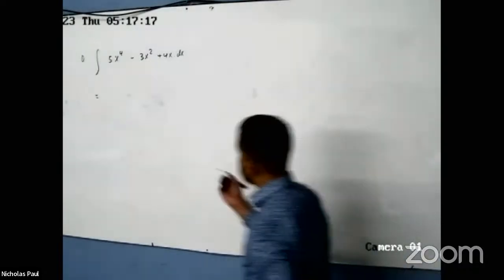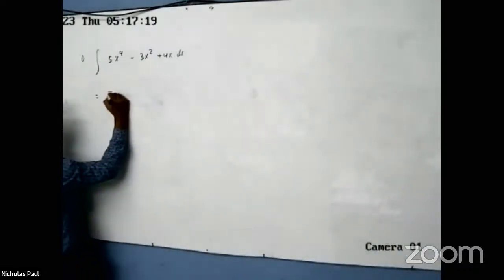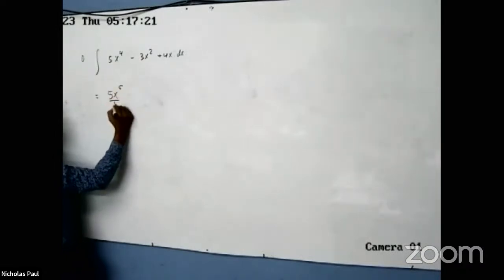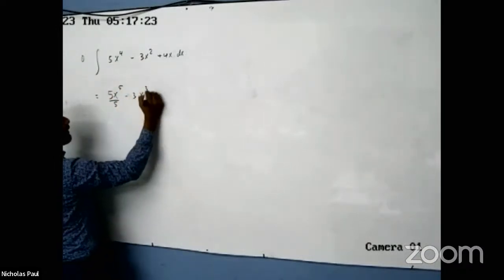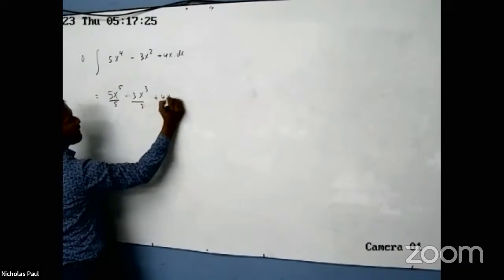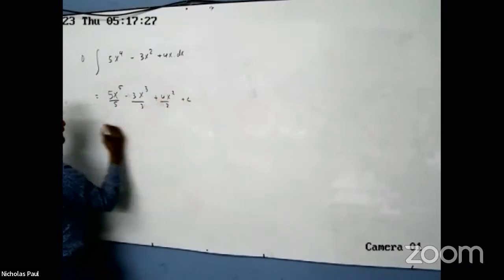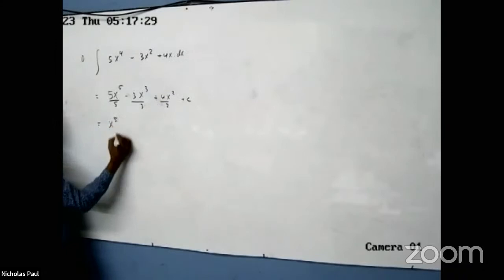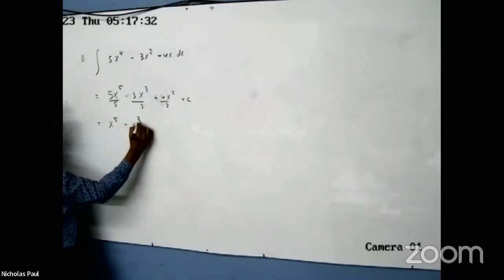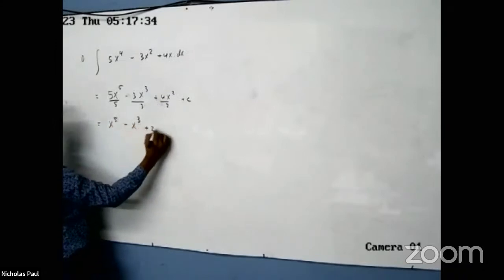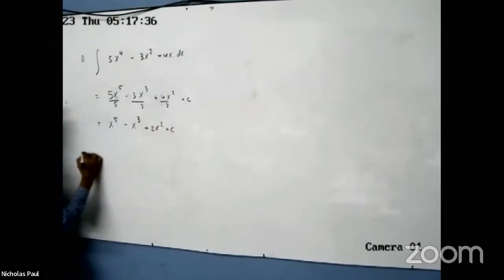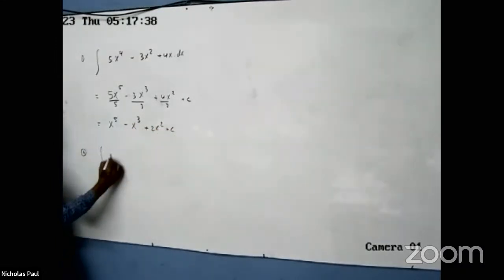All right, so you should have that, right? So that will be 5x to the power of 5 over 5 minus 3x cubed over 3 plus 4x squared over 2 plus c. Right? This is x to the power 5 minus x cubed plus 2x squared plus c. Nice and easy, right? Suppose we had to integrate something like this now.